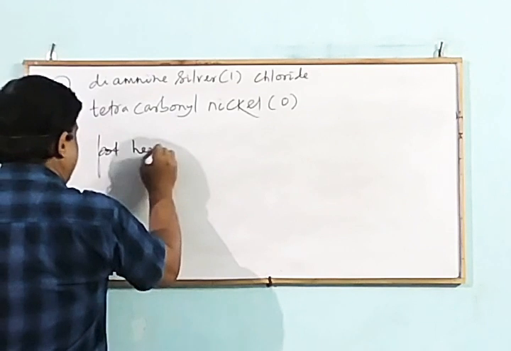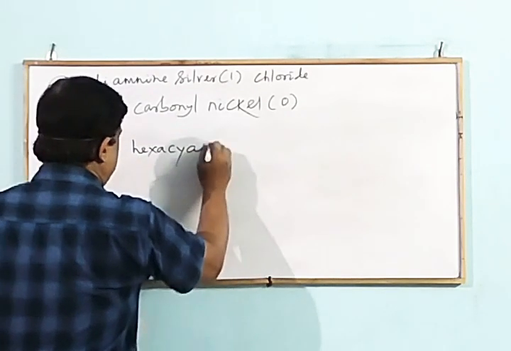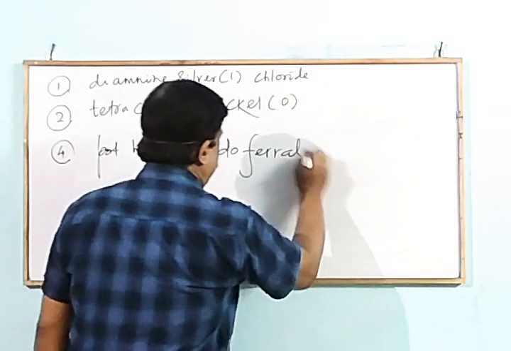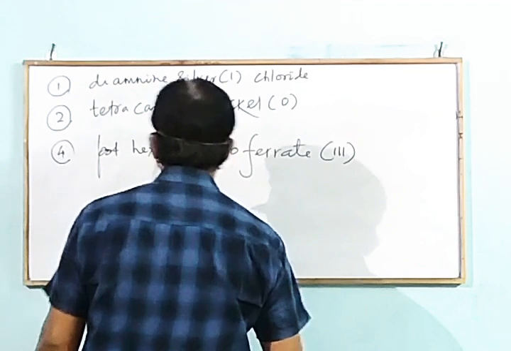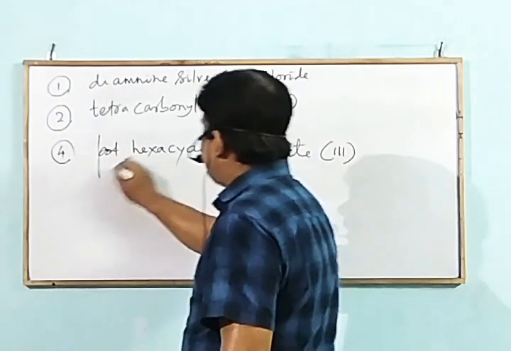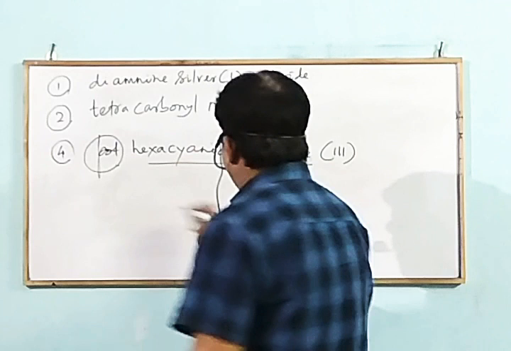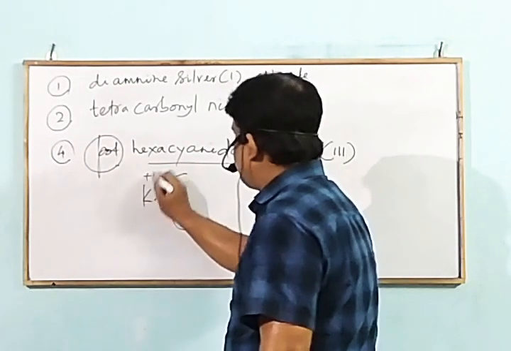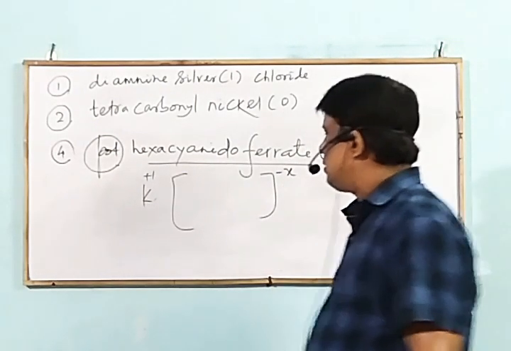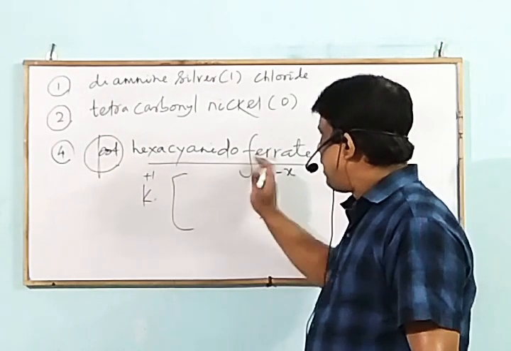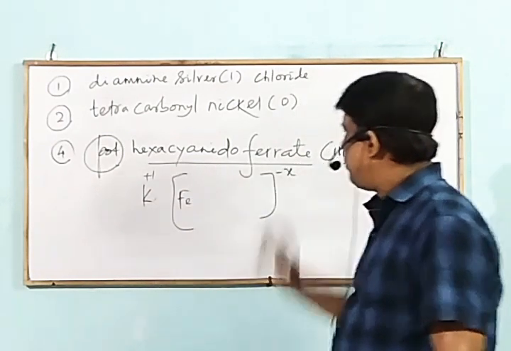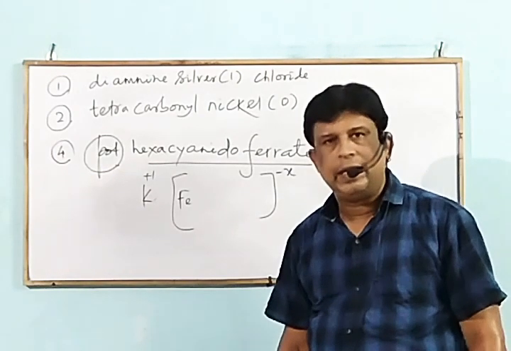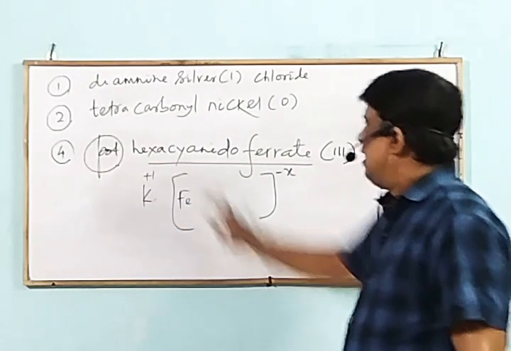Potassium hexacyanido ferrate 3. Mark that. From this name it is clear that the cation is simple and the anion part is the complex. So we write K and the square bracket; it is plus 1, and the complex charge is not known, let it be minus X. And inside the square bracket first we write iron, as it is the anionic part. So in the anionic part the name is changed to the Latin name along with ATE. So we write iron, Fe.